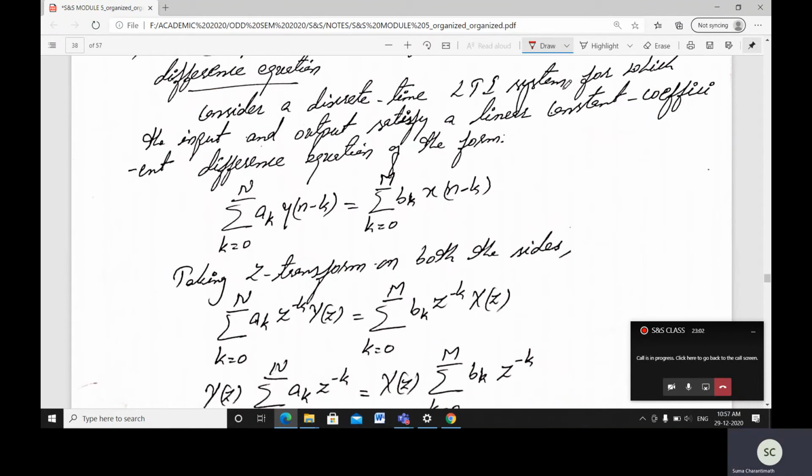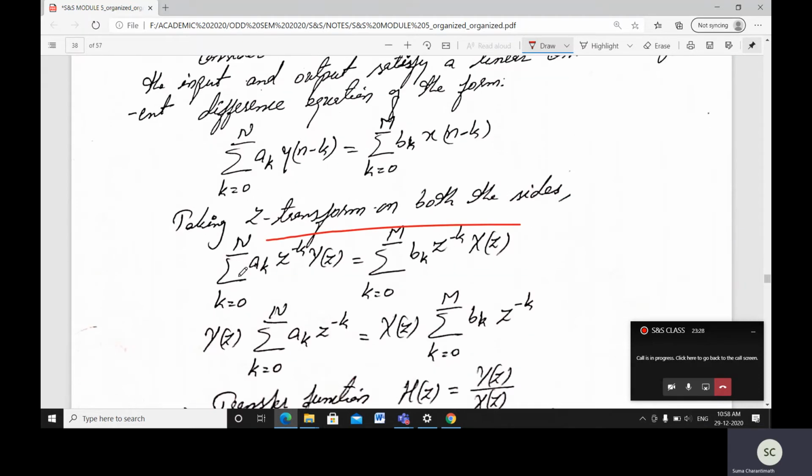Consider a discrete time LTI system for which the input and the output satisfy a linear constant coefficient difference equation of the form summation k varying from 0 to N a_k y of n minus k is equal to summation k varying from 0 to M b_k x of n minus k. Taking the z transform on both sides, I get summation k from 0 to N a_k z raised to minus k Y of z is equal to summation k from 0 to M b_k z raised to minus k X of z.